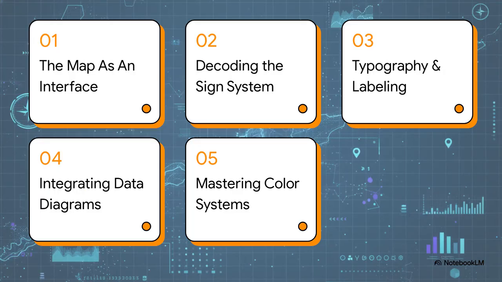All right, let's run a quick system initialization. Here is our roadmap for today's explainer. First, we'll cover the map as an interface. Then, Module 2 decodes the sign system. Module 3 gets into typography and labeling. Module 4 covers integrating data diagrams, and finally, Module 5 is all about mastering color systems.